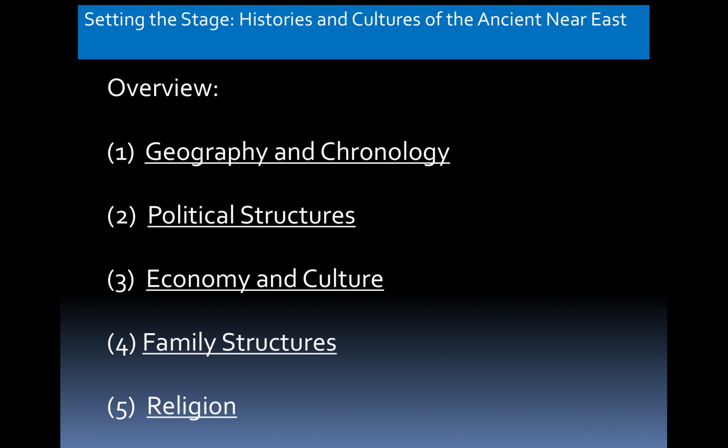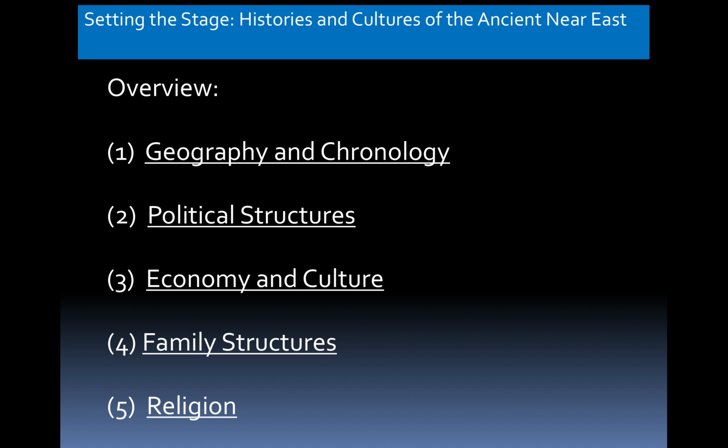So there's a lot of things that we can overview. I won't actually go through all of these right now, but here are some different categories that might be really great for us to think about during our next few weeks together. Geography and chronology, I'll start with that. I'll give you a little bit of that. Political structures. What kinds of political structures are normal in the ancient world? And they're not the same ones that we have today.